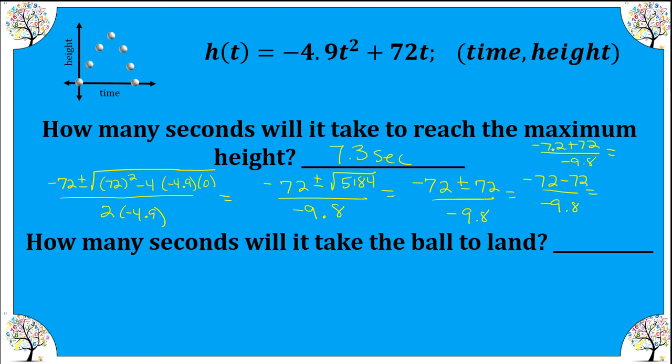Okay, so on this top one, negative 72 plus 72 gives me 0. That is our initial height. It's where it started. And then when we calculate this one, when we add this, we get negative 144 over negative 9.8. And when we divide this, we get about 14.7. So it takes the ball about 14.7 seconds to hit the ground.